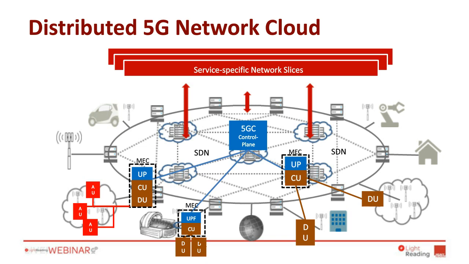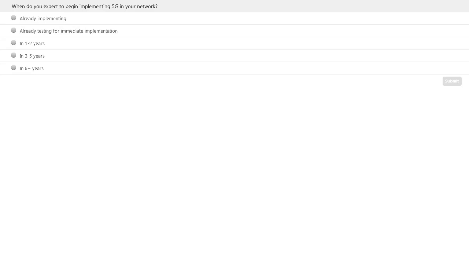Just before I hand over to David at ECI, I have a very quick poll question for everybody. My question is, when do you expect to begin implementing 5G in your network? Have you already started? Are you expecting to do so very soon? Or 3 to 5, 6 plus years? It'd be terrific if everybody could take that and spend a moment or two while David gets ready to take us through the second part of the presentation.